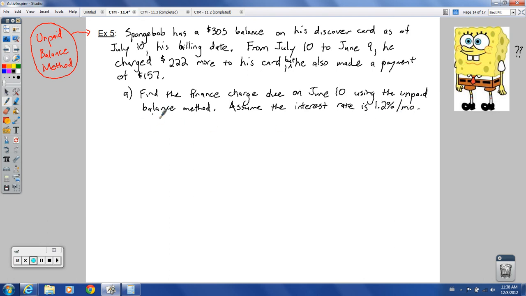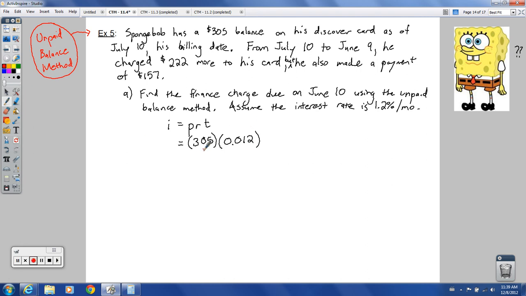What equation are we going to use for this? We'll go back to our simple interest formula. So I is P R T. And so here we have the balance from July 10, $305, times, so he didn't pay that off. This is the unpaid balance method. This is the unpaid amount. So 305 times the monthly rate here. We're going to move this 2 spots, and so we would have 0.012. This is per month.